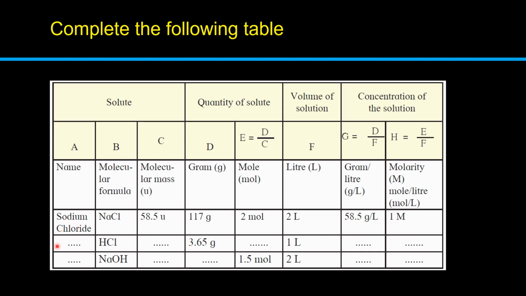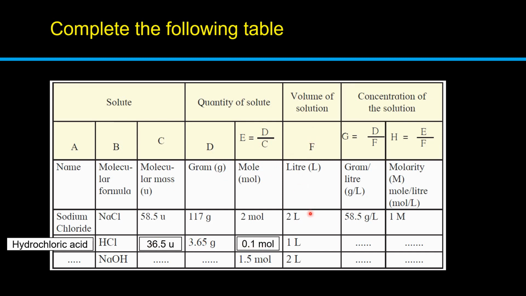The first blank left is HCl, which is nothing but hydrochloric acid. If we see the molecular mass of hydrochloric acid, it adds up to 36.5 units. This is a molecular mass. So the gram, that is the quantity of solute, is 3.65 grams. So E, which is nothing but mole, is D upon C. Here D is 3.65 upon C is 36.5. Calculating, we will get 0.1 mole.